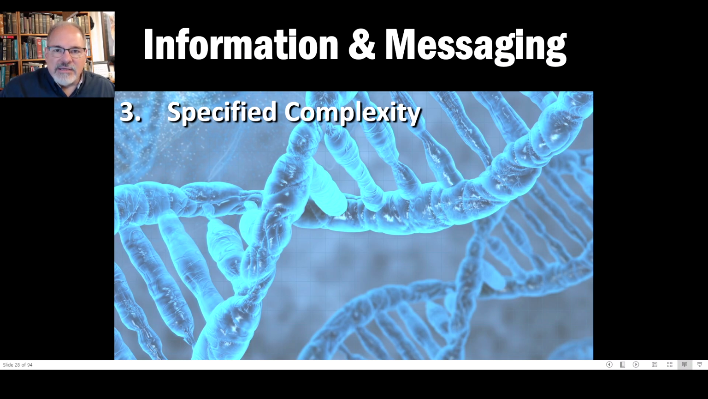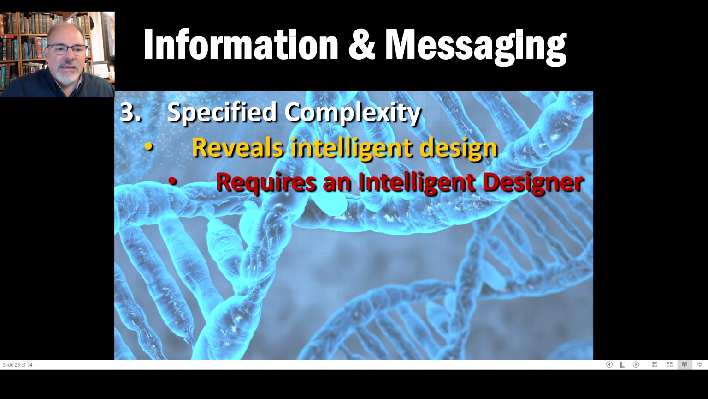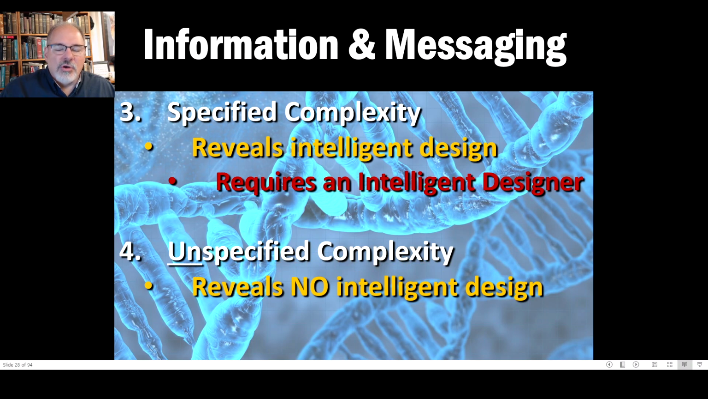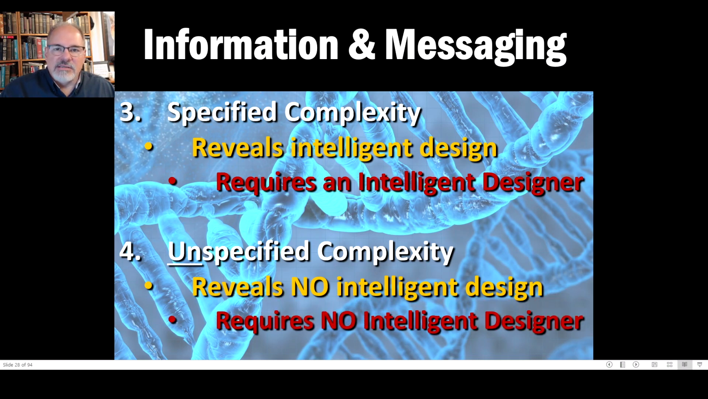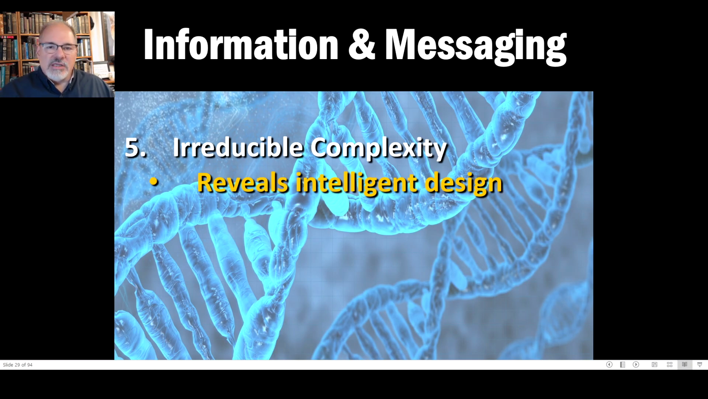So number 3, we're going to look at specified complexity. Things have a specific complex nature to them in design, and it reveals intelligent design, and it requires an intelligent designer. Again, this is straightforward. We're also going to look at unspecified complexity, which reveals no intelligent design. Though there may be complexity to it, there is no designer, because it is just unspecified and random. And we'll then look at irreducible complexity, which reveals intelligent design. Irreducible complexity shows that the component parts can only be devolved to a certain point, and it can't be increased.